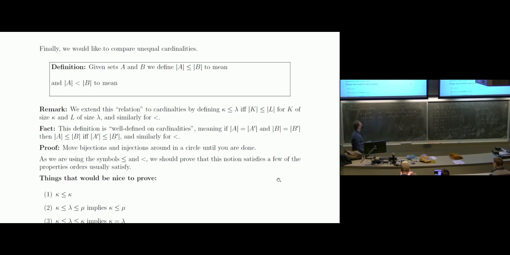All right, so as before, I'd have to show you that if I picked different sets of the same cardinality, then I get the same result, right? So if A prime has the same size as A and B prime has the same size as B, I'd want to show you that there's an injection from A to B if and only if there is an injection from A prime to B prime.